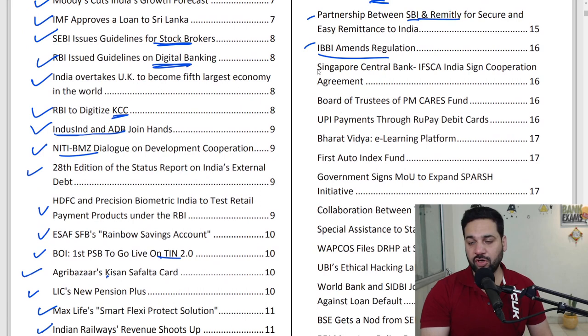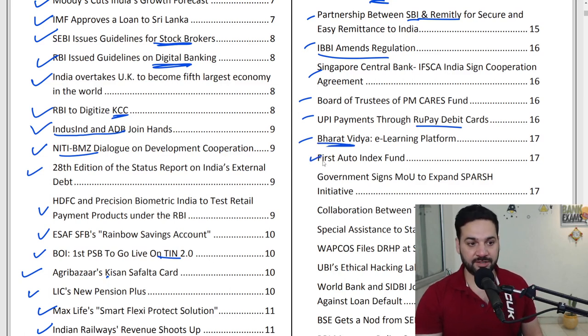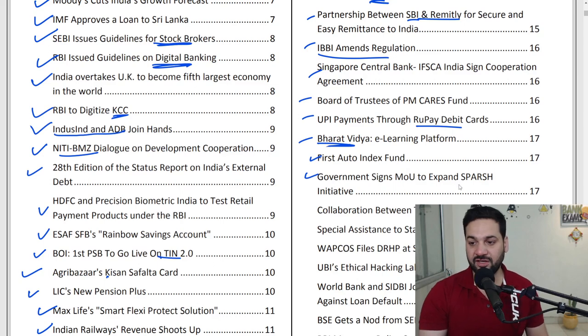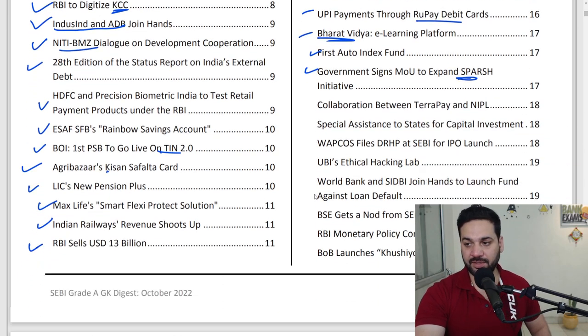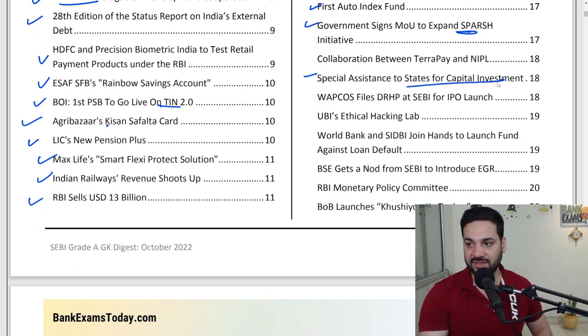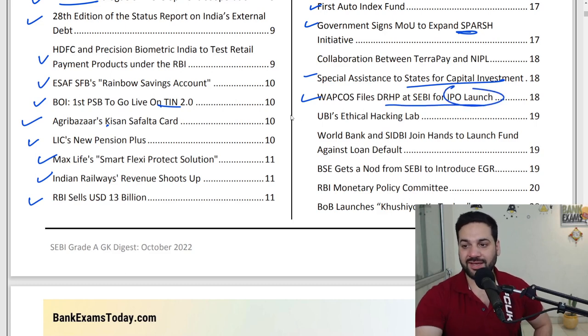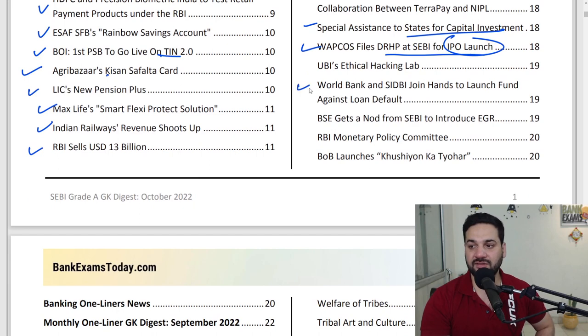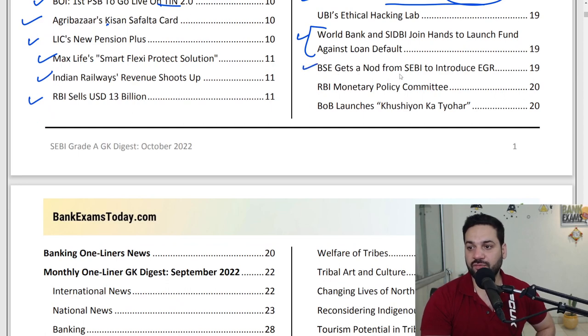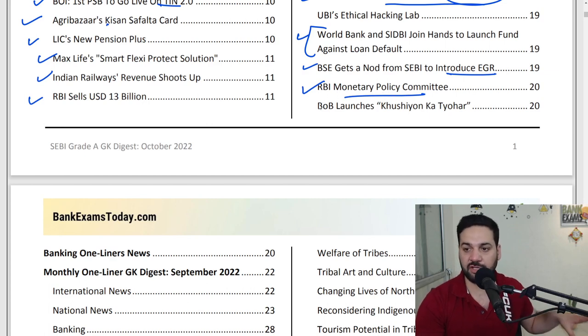IFSCA. India signs cooperation agreement, Board of Trustees, PM CARES Fund, UPI payments through RuPay cards. Bharat Vidya e-learning platform, first auto index in India. Indian government signs MOU to expand Sparsh initiative, collaboration between TerraPay and NIPL, special assistance to states for capital investment. WAPCOS files DRHP at SEBI for IPO launch. UBI's ethical hacking lab, World Bank and SIDBI join hands to launch a fund against loan defaults. BSE gets a nod from SEBI to introduce EGR, RBI's Monetary Policy Committee. I have already done a video on that. And Bank of Baroda launched Khushiyon Ka Tyohar.